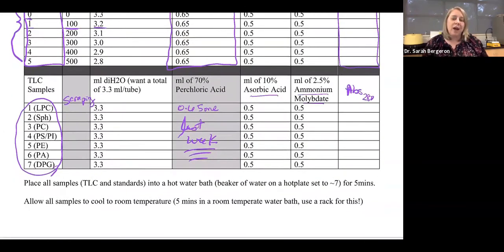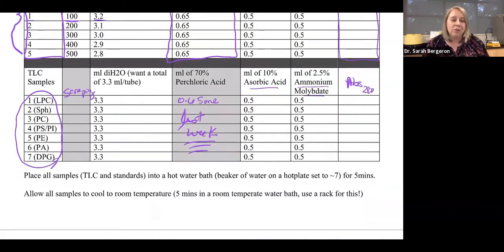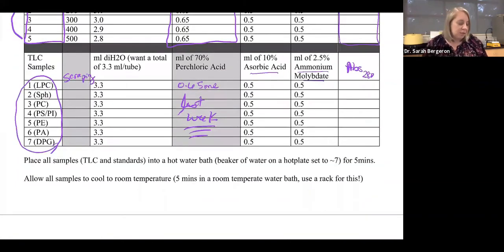So once you've added all of your reagents to your samples, you need to incubate them in a hot water bath. You need to vortex, and then vortex. Then, forgot about that. Place all your samples into a hot water bath and let it go for about 5 minutes. It should be on a setting of 5, and you can see that hot plate going in the background.